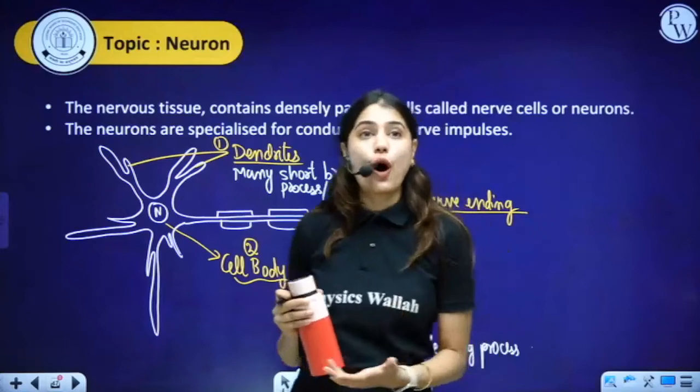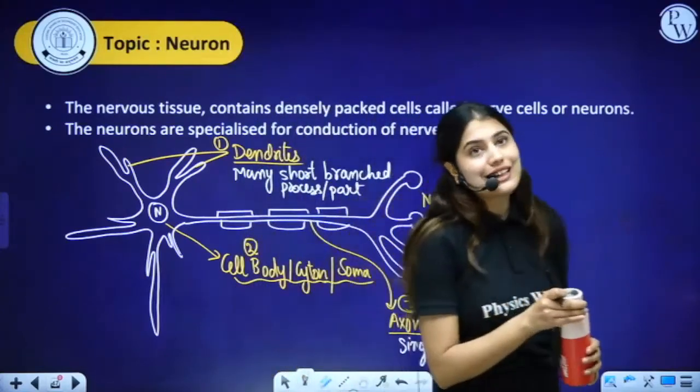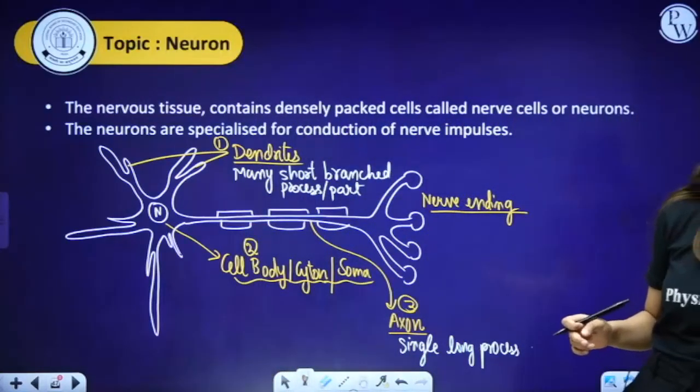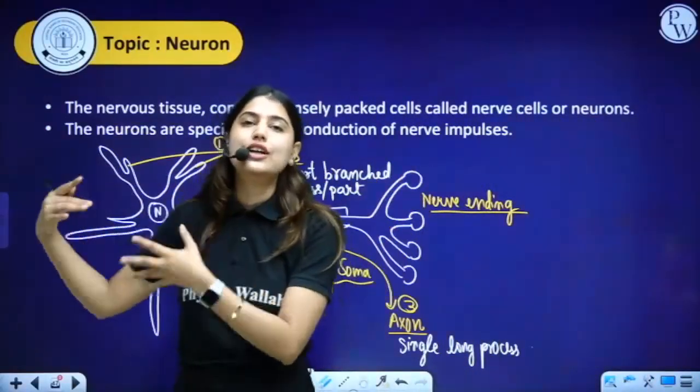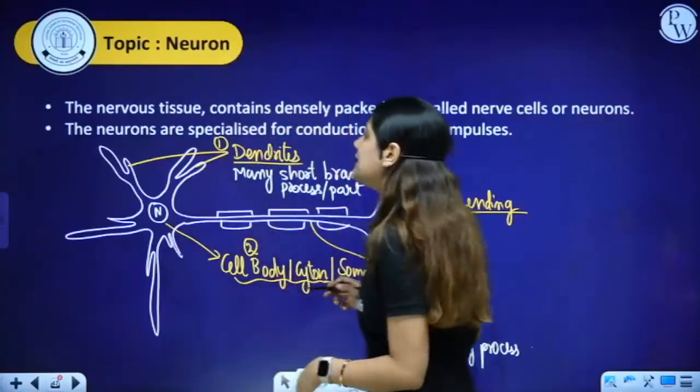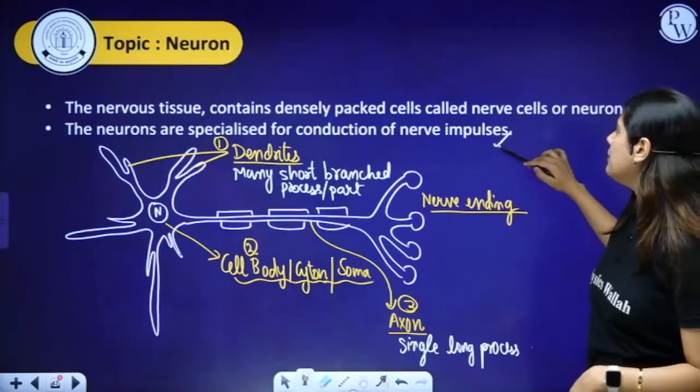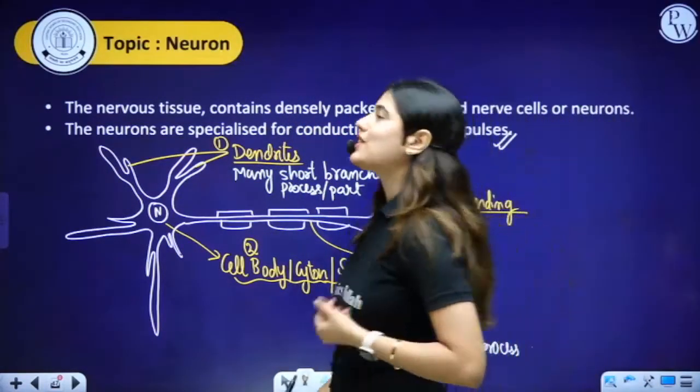So that is how the information goes. Information goes in the form of electric current, and that electric current is called an impulse. So impulse is nothing but the signal which is transmitted through the neuron. So that is the nerve impulse. That is nothing but how the signal is transmitted.